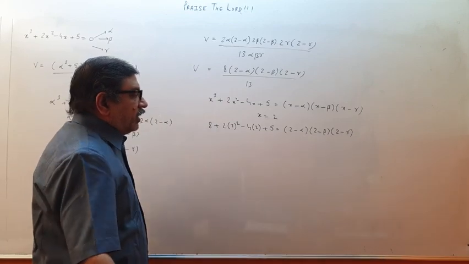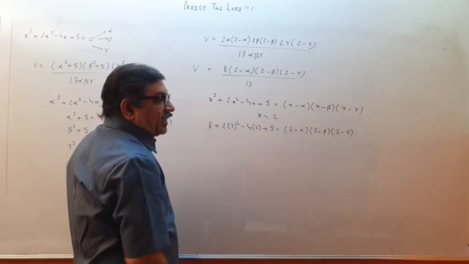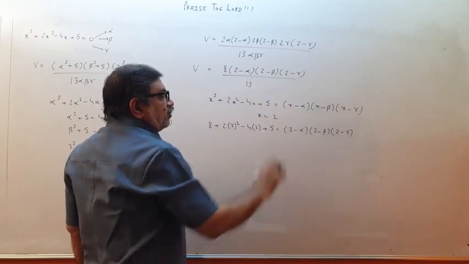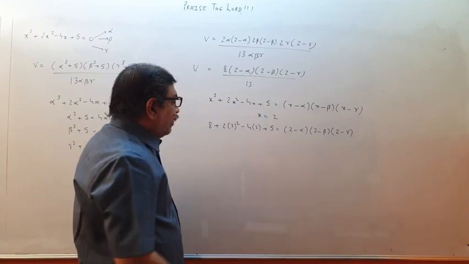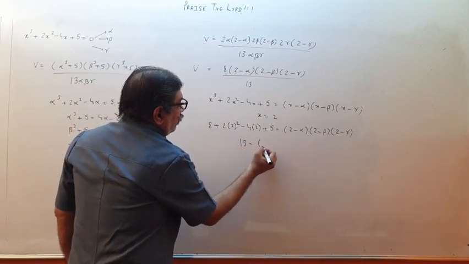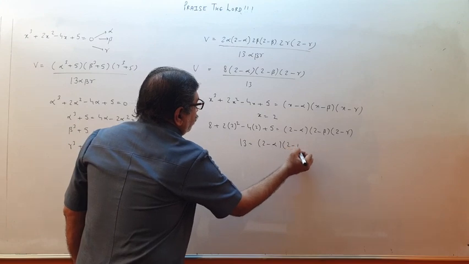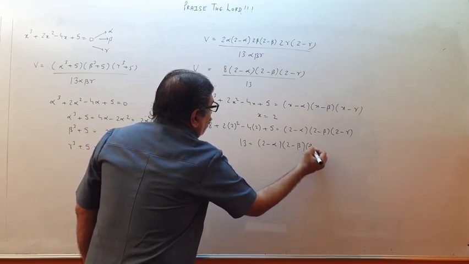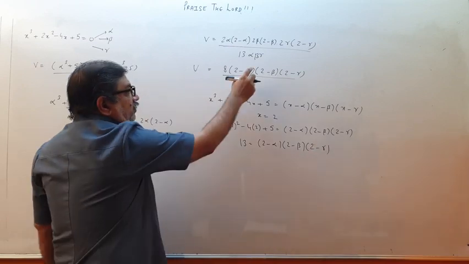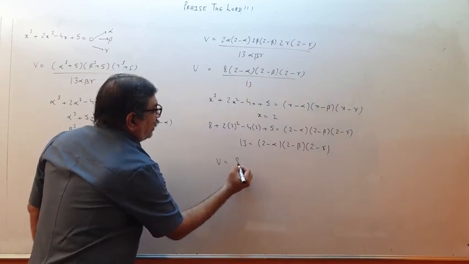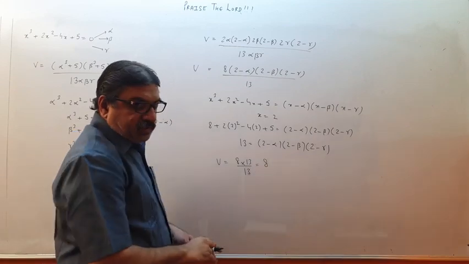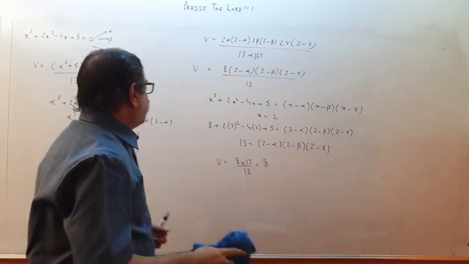Put the value of x required. By thought process, look at this expression and decide what we should put x as. If I put x as 2, I will get this expression. So I put x as 2 by observation. So 8 plus 8 minus 8 plus 5, so 13 becomes equal to 2 minus alpha, 2 minus beta, and 2 minus gamma. So this comes out to be 13. The value is 8 into 13 upon 13, and that is 8. Okay, please pause and copy.